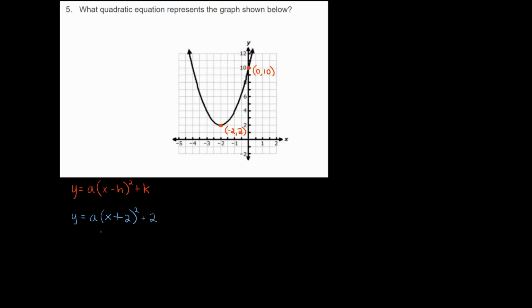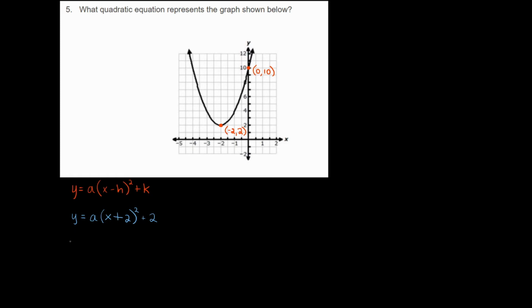All right, now I just need my a value. What's my a value going to be? Well, there's only really one way to find that out, and that's by plugging in this other point that we happen to have gathered. The y-intercept is probably one of the easiest because it makes x 0. It's always easy to work with 0, at least until you get to calculus.